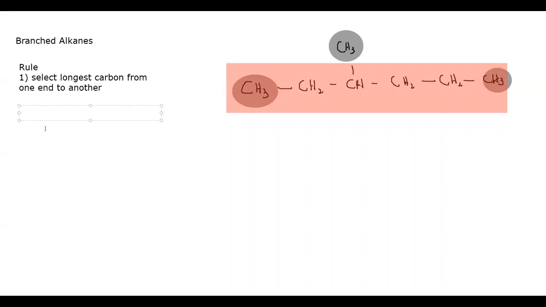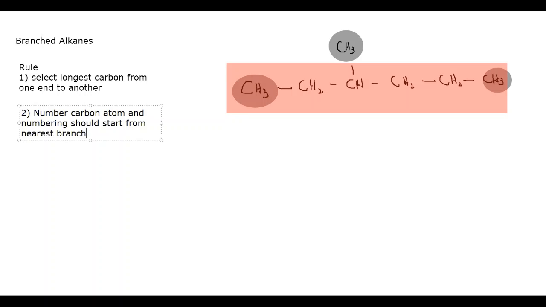Then what is the second rule? The numbering. Number the carbon atom, and the numbering should start from closest branch or nearest branch. So I should number the carbon atoms and the numbering should start from nearest branch.